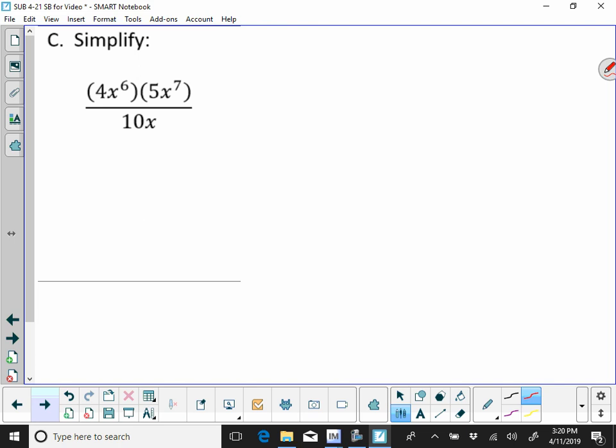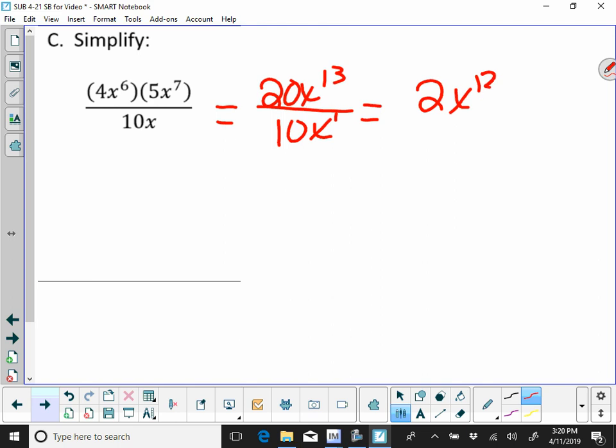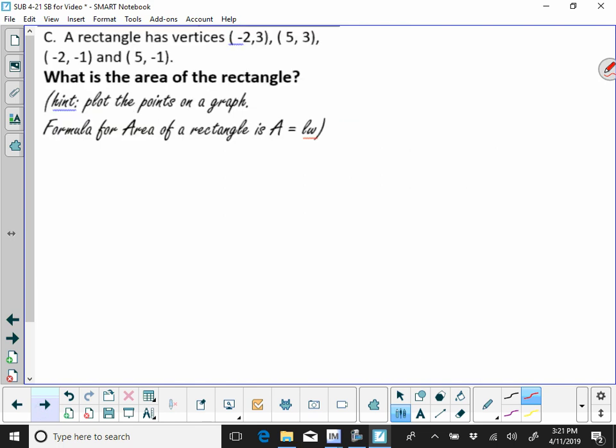Wednesday, letter C is going to be an exponent rule, and that's also going to be Thursday, letter D, or Wednesday, letter D, sorry. Okay, so here we're going to multiply on the top using our exponent rules, which gives me 20x to the 13th, which is going to give me 2, and then you subtract your exponents, so 2x to the 12th. Letter C on Thursday and Friday.